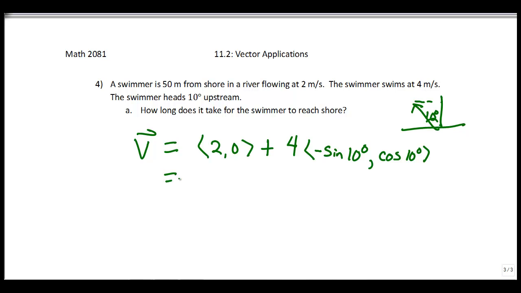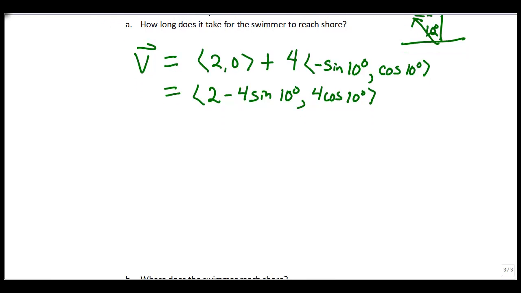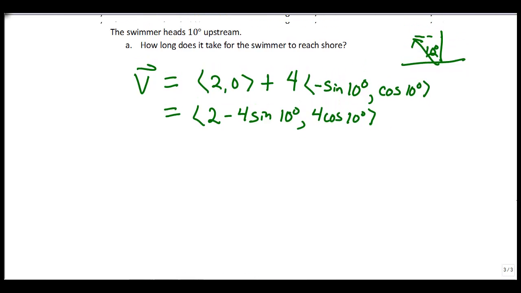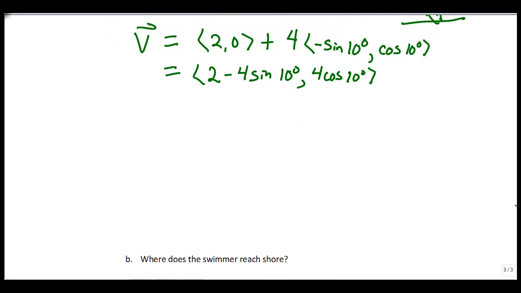And so our vector that we're moving along is going to end up being 2 minus 4 sine of 10 degrees, comma, 4 cosine of 10 degrees. Now, same strategy as before: when do we reach the shore? Make sure we get the same question, the shore is 50 meters from where we are. So in our y direction, we have to set 4 cosine 10 degrees times t. For every t seconds we move this vector, so t times that vector gives us where we are at time t. We want this to be 50.